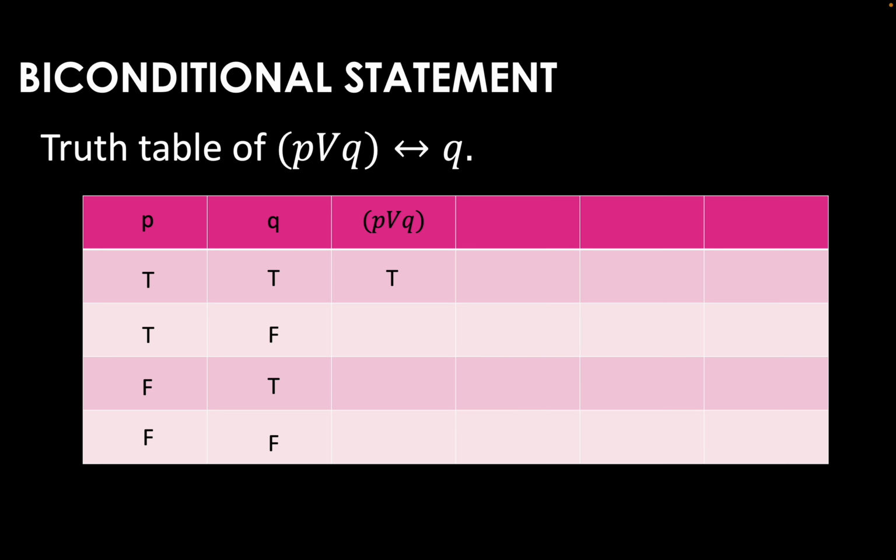So true, true, that is true. True, false, that is true. False, true, that is true. False, false, that is false. So since we have the P or Q statement and we have the Q statement here, let's find the conditional statement of our given. So we have P or Q implies Q. This is your first statement, and this is your second statement.